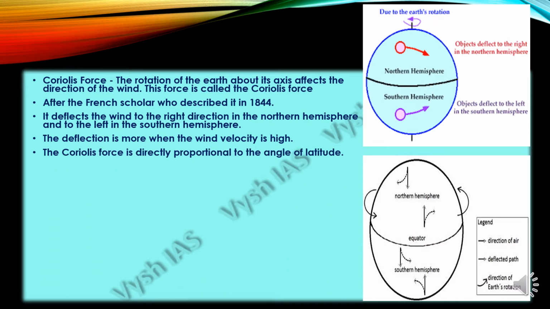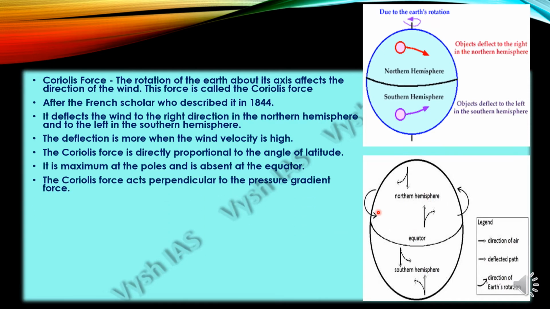The Coriolis force is directly proportional to the angle of latitude. As you can see over here, the deflected path. It is maximum at the poles and absent at the equator. Towards the pole it gets a little narrower, so over there it becomes a little higher because of the narrow nature.